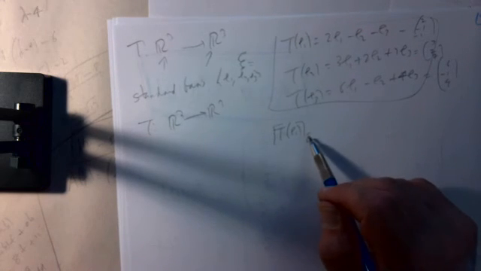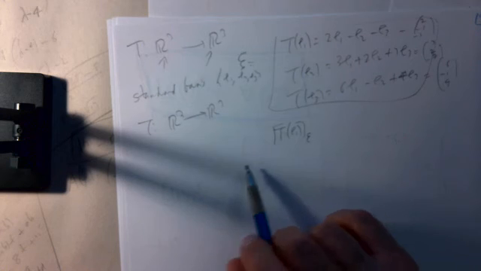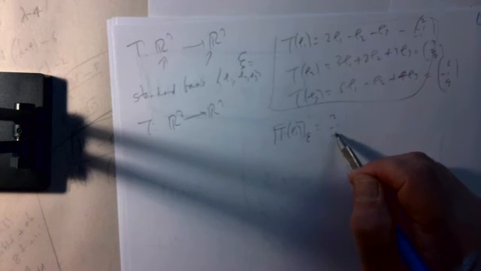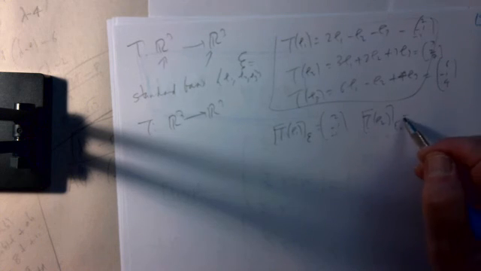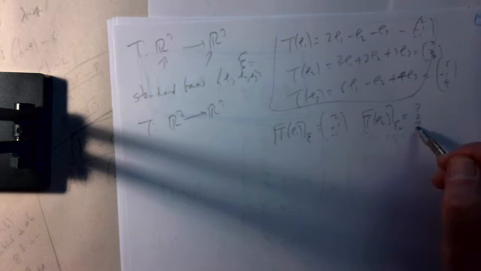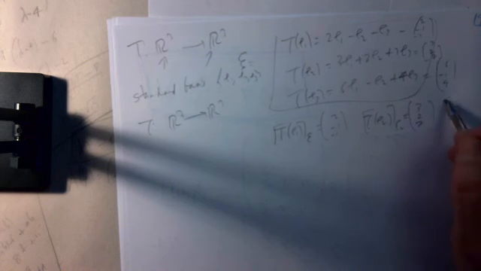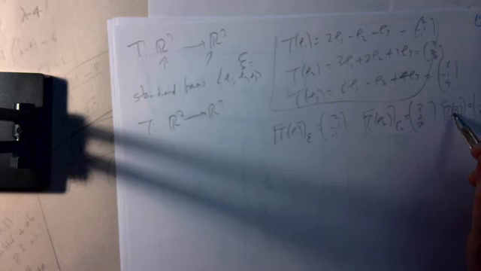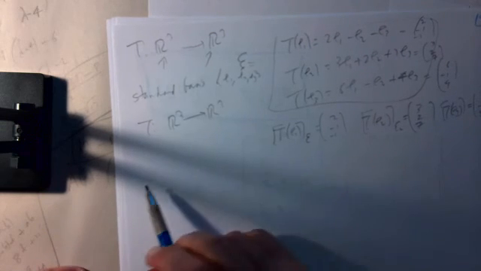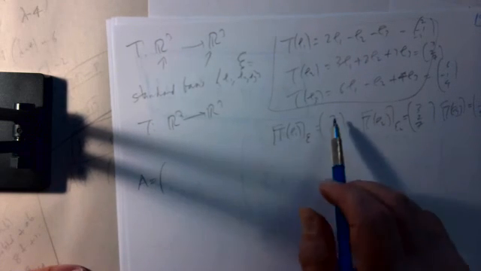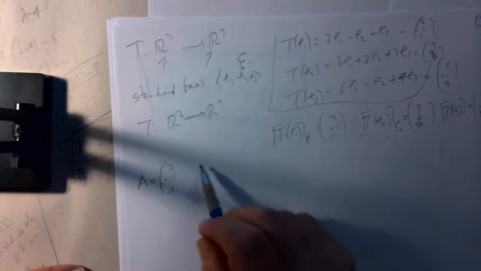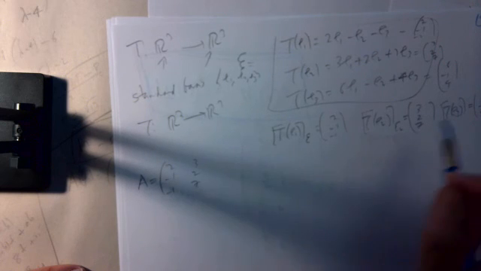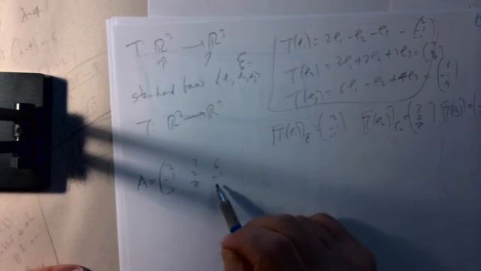So T of E1 is 2, minus 1, minus 1. T of E2 is 3, 2, 7. T of E3 is 6, minus 1, 4. These become the columns of our transformation matrix. A is the matrix with first column 2, minus 1, minus 1. Second column is 3, 2, 7. Third column is 6, minus 1, 4.